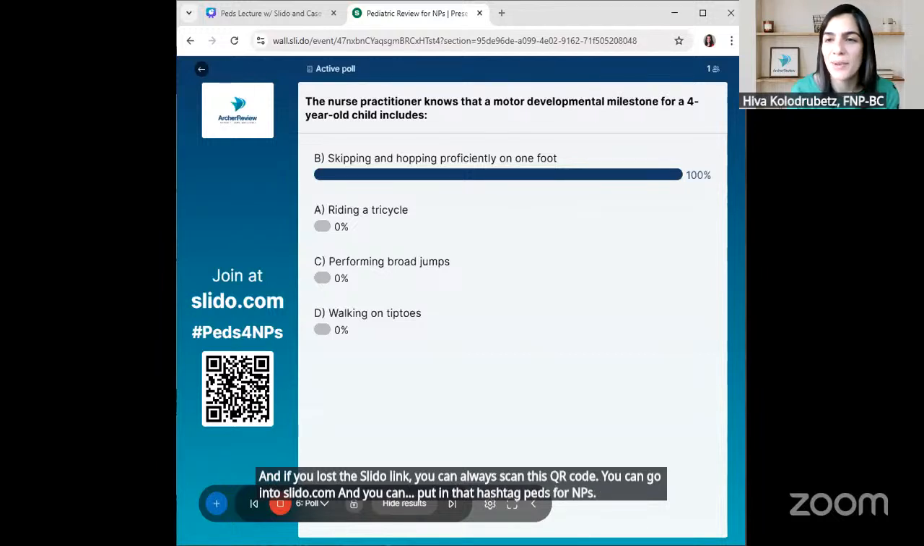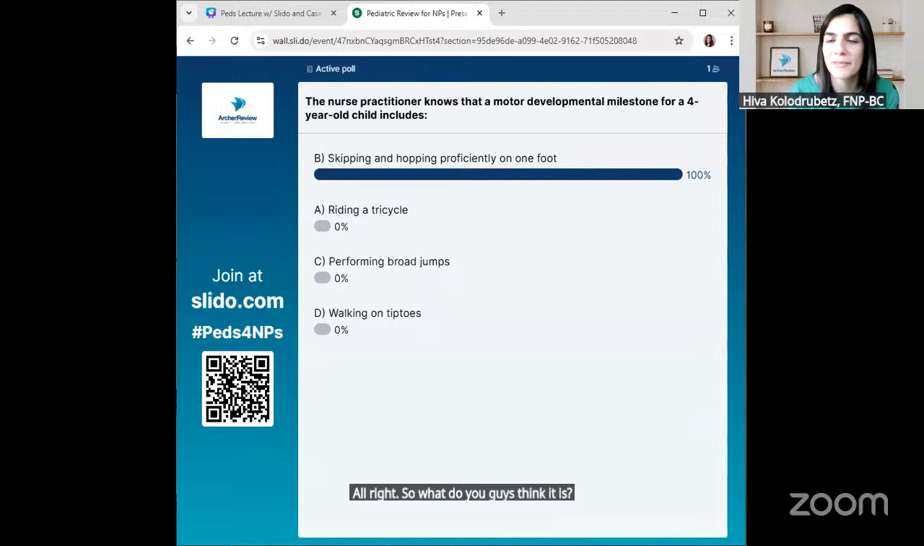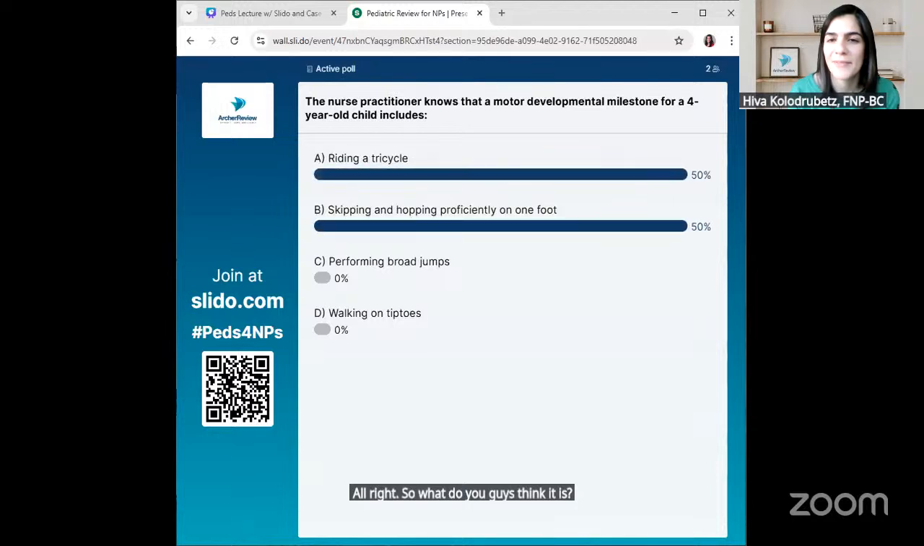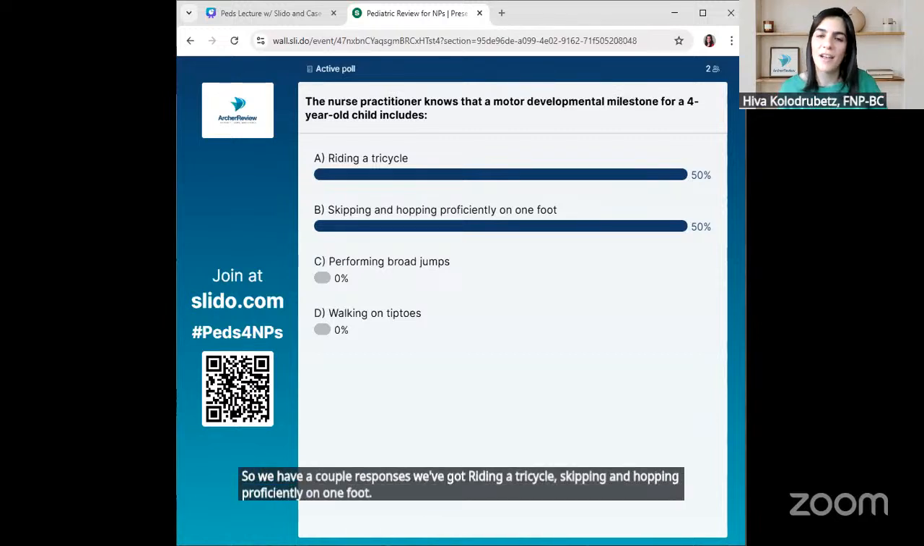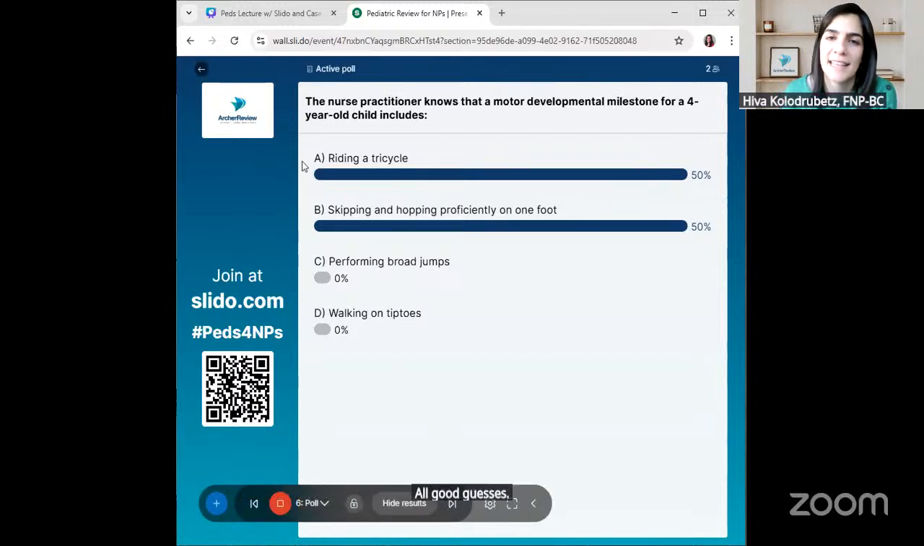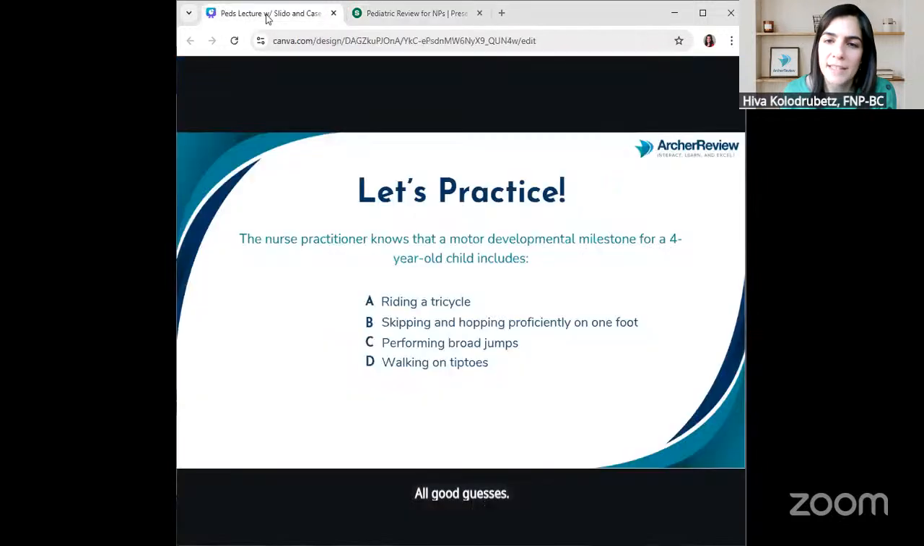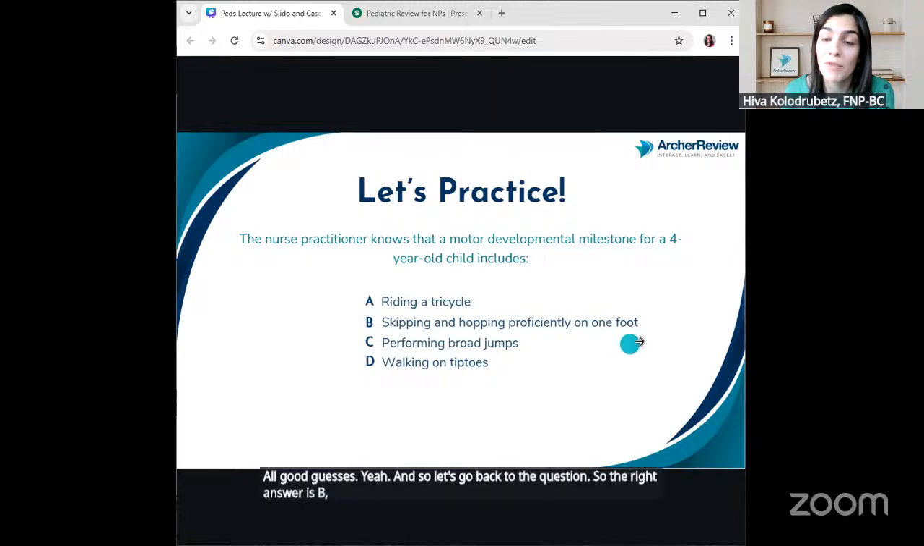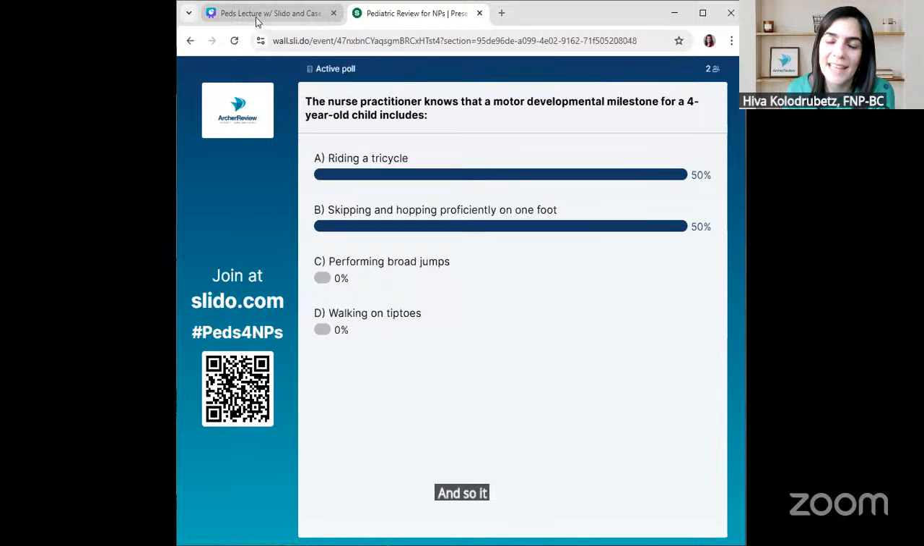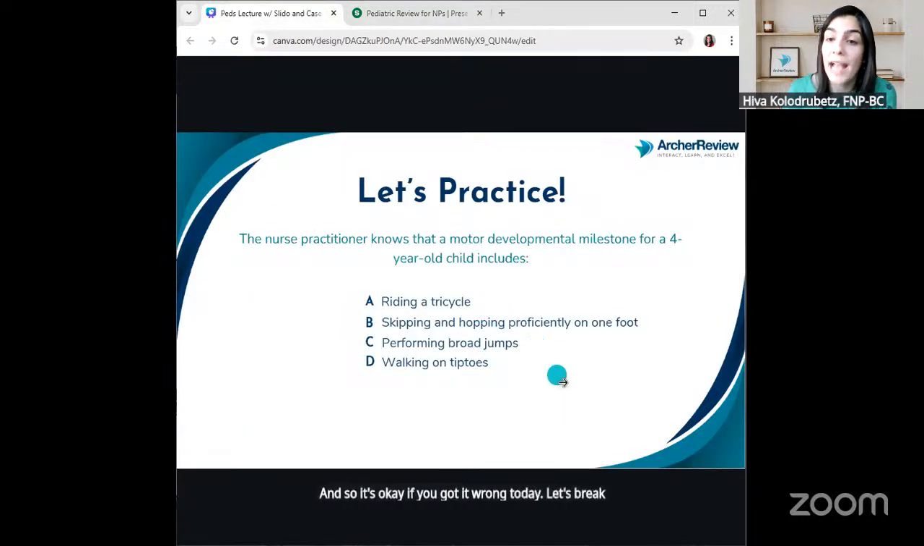All right, so what do you guys think it is? So we have a couple responses. We've got riding a tricycle, skipping and hopping proficiently on one foot. All good guesses. Yeah, and so let's go back to the question. So the right answer is B, skipping and hopping proficiently on one foot. And so it's okay if you got it wrong today. Let's break these down as to why that's the right answer.